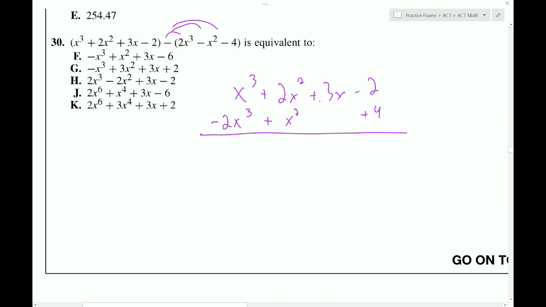A lot of times they'll have it so that it's either not in order or there's one missing. So anyway, we get here a negative x to the third. All right, for the x squareds I get a 3x squared. I have just 3x here, and I get a plus 2. So, G.